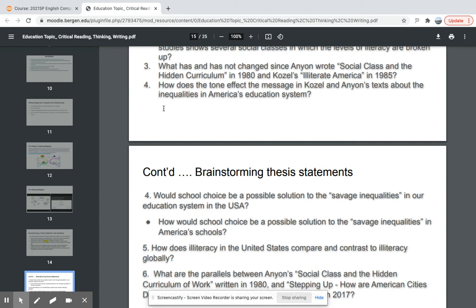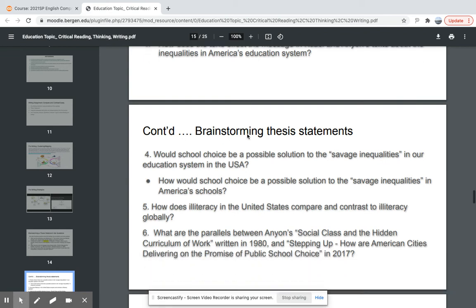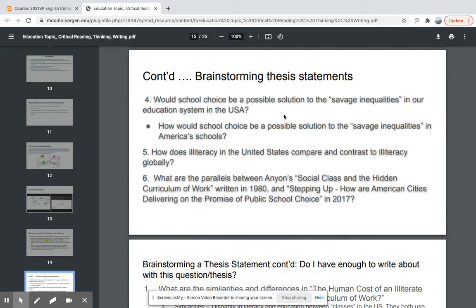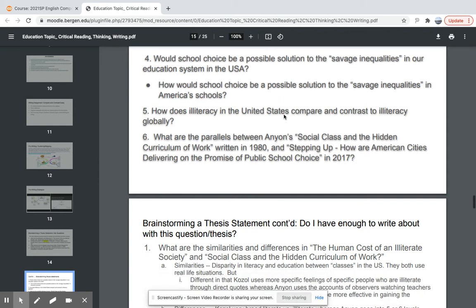Thirdly, what has and has not changed since Anyon wrote Social Class and the Hidden Curriculum in 1980 and Kozol's Illiterate America in 1985? How does the tone affect the message in Kozol and Anyon's texts about the inequalities of America's education system? Would school choice be a possible solution to the quote unquote savage inequalities in our education system in the USA? How would school choice be a possible solution to the savage inequalities? I'm just kind of rewording that here.